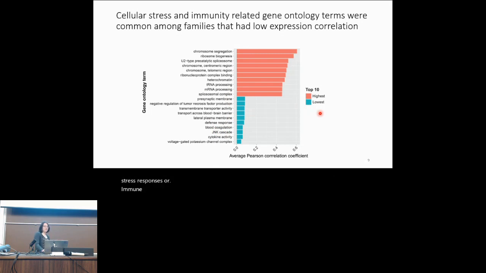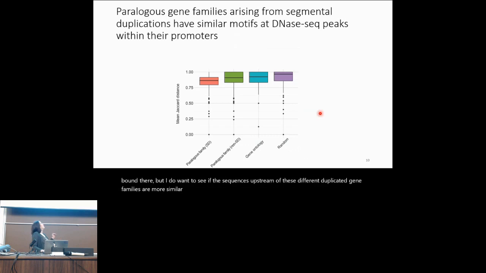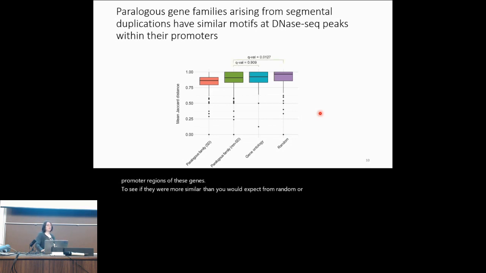immune responses. And so I did talk about how we had DNA-seq. One of the problems with looking at DNA-seq and just looking at motifs is I can't say for sure that a transcription factor bound there, but I do want to see if the sequences upstream of these different duplicated gene families are more similar. So that's what I wanted to look at here. I was looking at consensus motifs only up to 1 kb. So these are really close, in the promoter regions of these genes, to see if they were more similar than you would expect from random or things with the same gene ontology term.